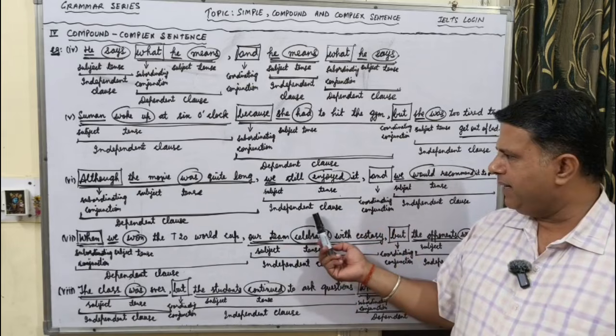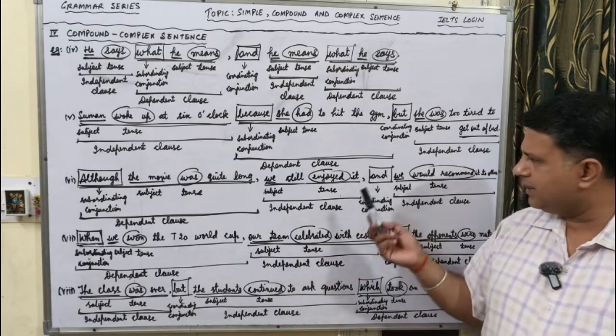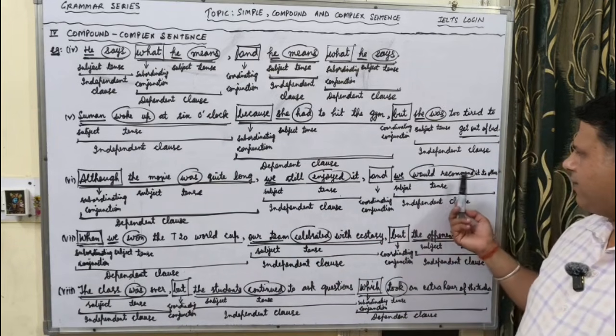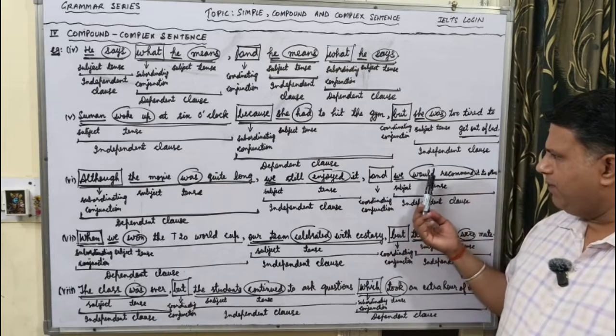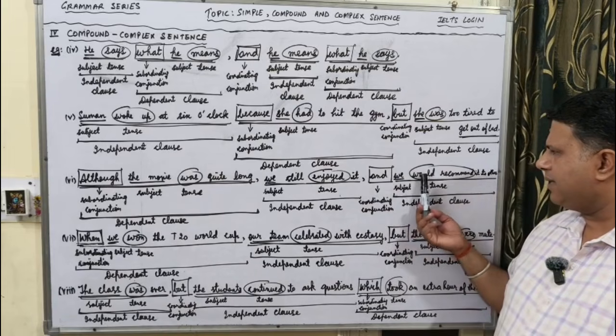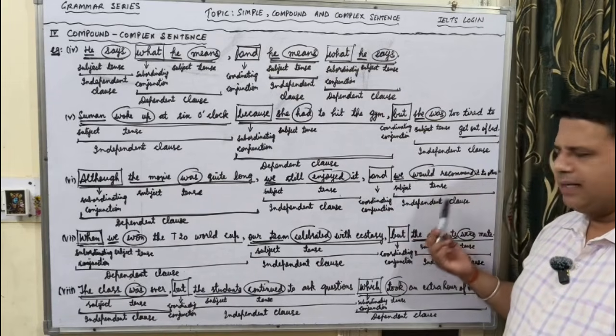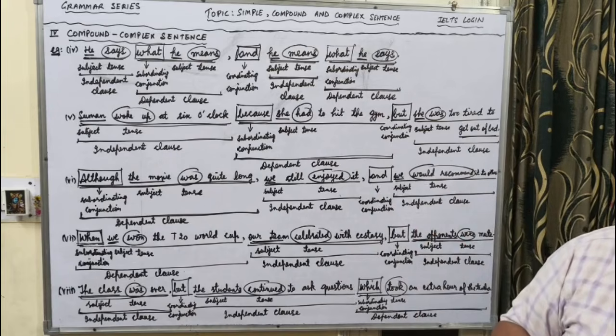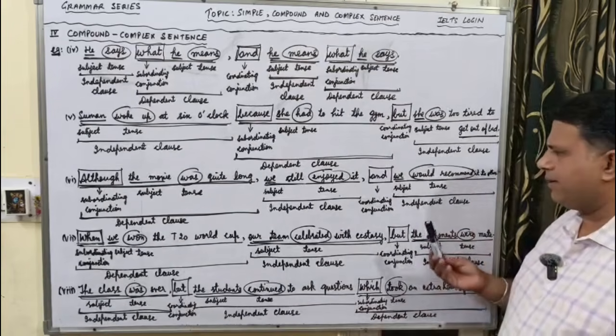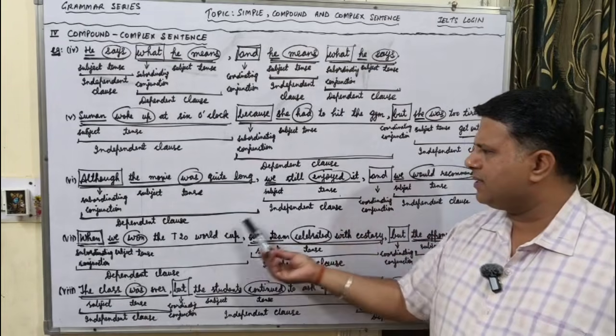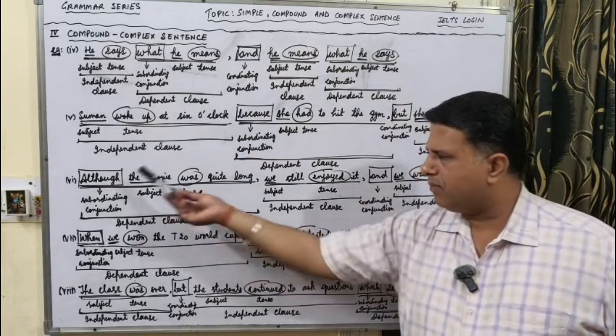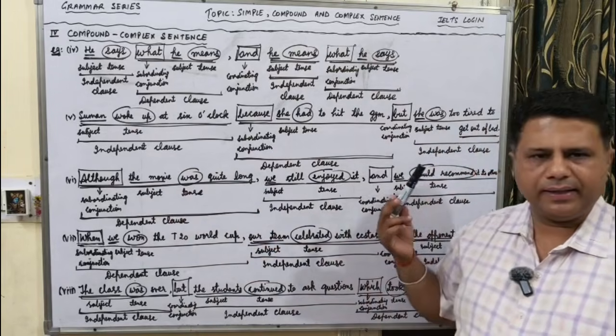It is an independent clause, and is a coordinating conjunction, and we would recommend it to others. We would recommend it to others. We is the subject, would recommend is the tense element, and this is an independent clause. So two independent clauses, one dependent clause, one subordinating conjunction, one coordinating conjunction.